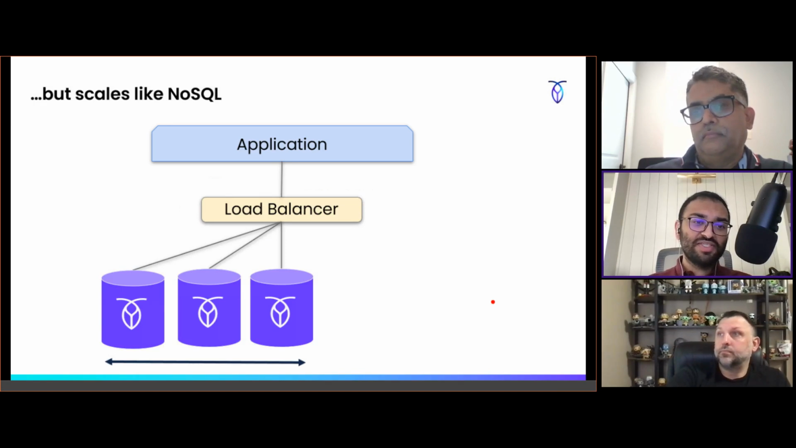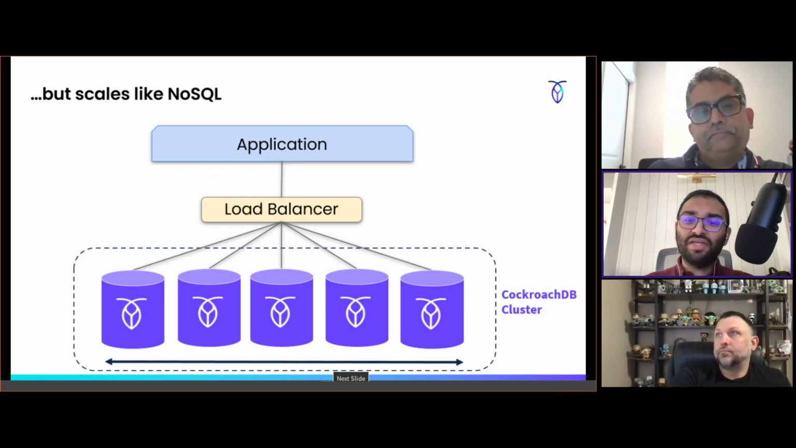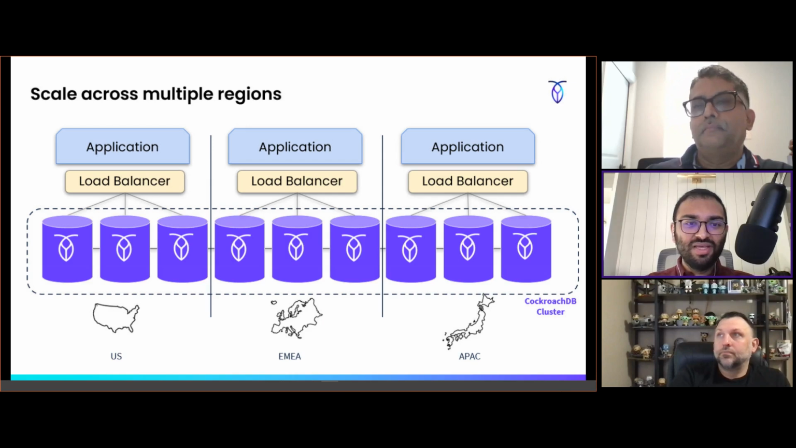But the difference here is it scales like a NoSQL database. CockroachDB, being a distributed database, starts off distributed across several nodes. But let's say you're approaching your threshold. How do you scale your database? Just by adding nodes to your CockroachDB cluster. And you're scaling not only your compute, but also the volume of data that your database can handle. And this while being a single logical database, not different data centers and whatnot.